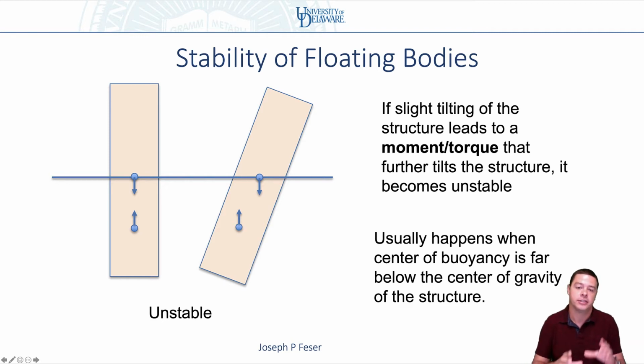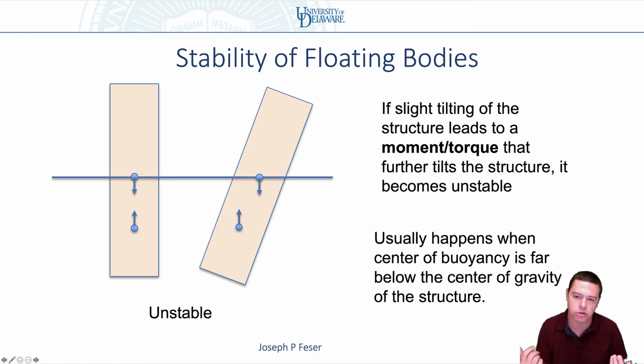If I take this long rectangle and tilt it slightly to the side, what you'll see is that the center of gravity remains at the same point in the body, but the center of buoyancy doesn't when I rotate the body. You can end up in a situation where the center of buoyancy and the center of gravity create an extra torque that makes it want to tilt even more. That's basically what causes instability in floating bodies.